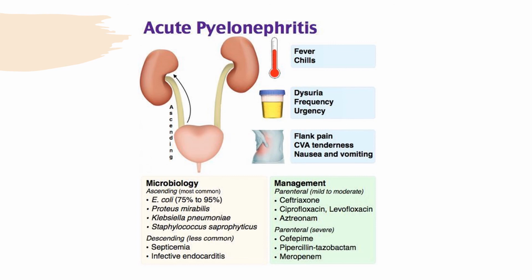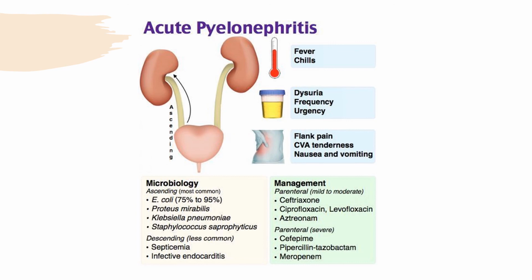Please know the microbiology. So E. coli is very, very common. It's like 75 to 95% of the problem. Proteus, Klebsiella, and Staph. The less common microorganisms causing pyelonephritis would be septicemia and infective endocarditis. Very not common at all.